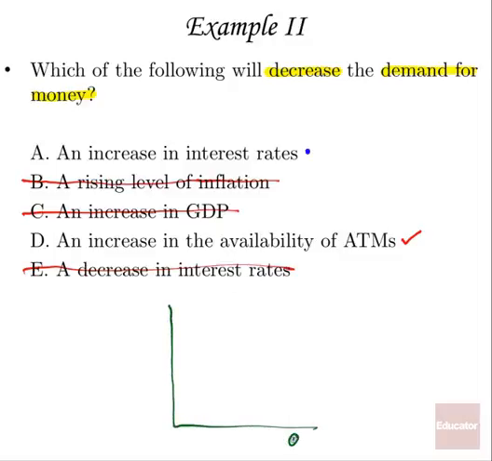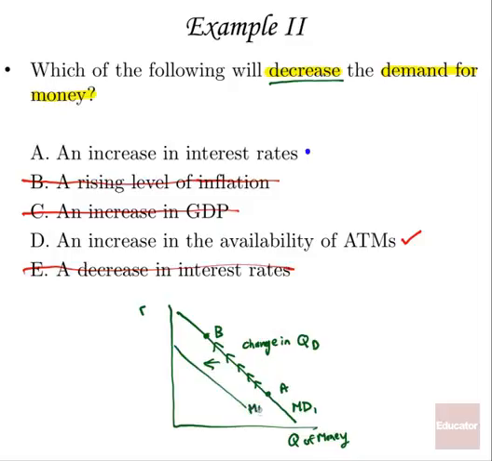Here you have the quantity of money, and here you have the interest rate. If there's an increase in interest rates, from point A to point B, this is a change in quantity demanded of money, but it does not decrease the demand. What would actually shift MD1 to MD2 to the left at every possible point is not an increase in interest rate, so that's going to be wrong here, but an increase in the availability of ATMs.